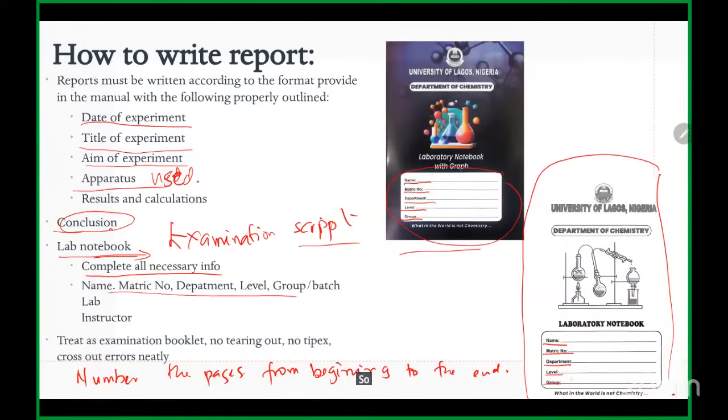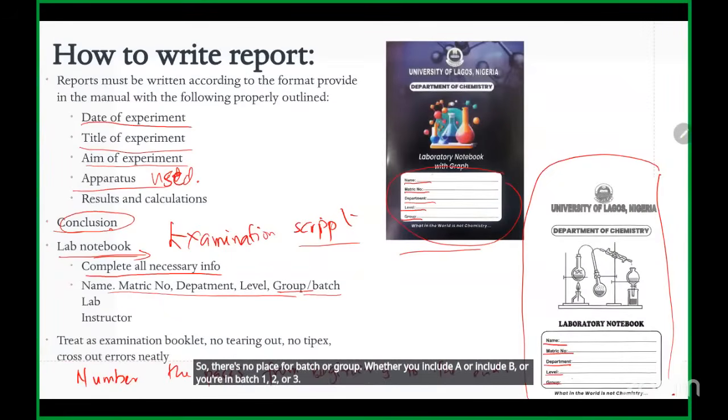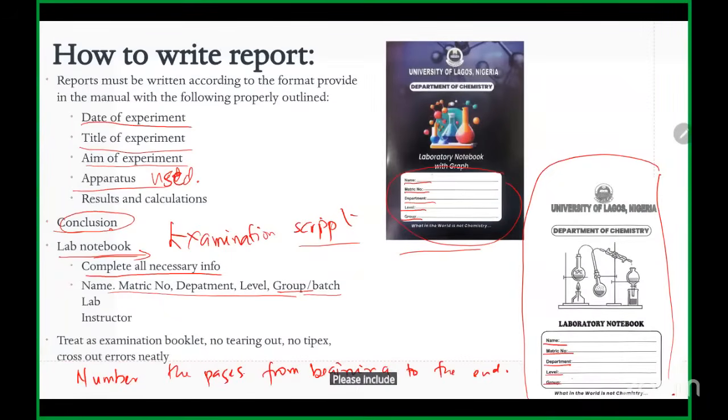There's no place for batch or group, whether you're in group A or in group B, or you're in batch 1, 2, or 3. Please include it immediately you are given that. So you can include group if you want to write it somewhere there. Group is there, it's batch that I'm looking for. So just write batch. There's space inside the notebook. Please write it.